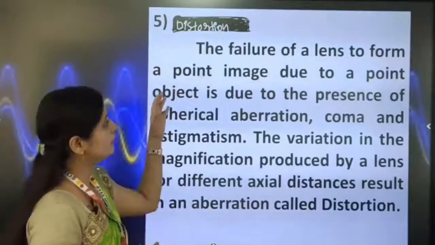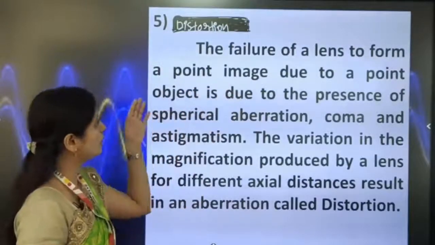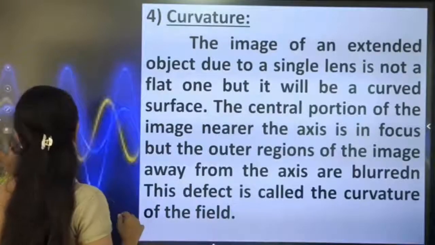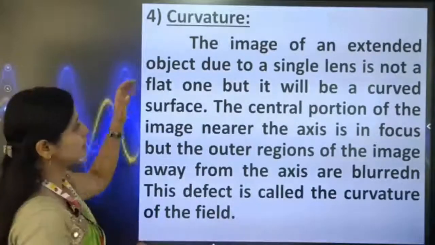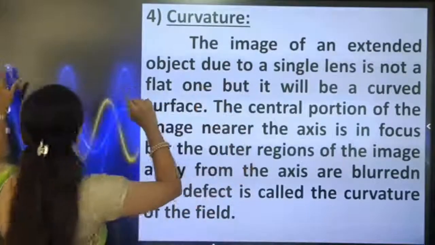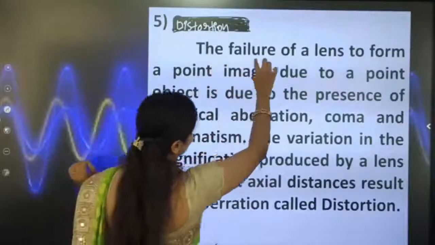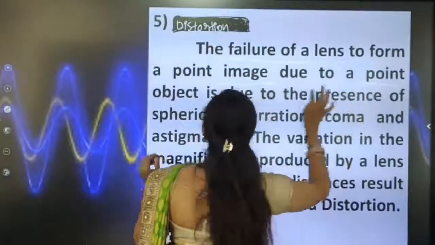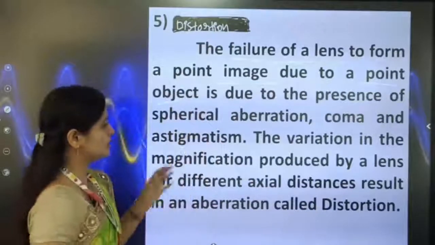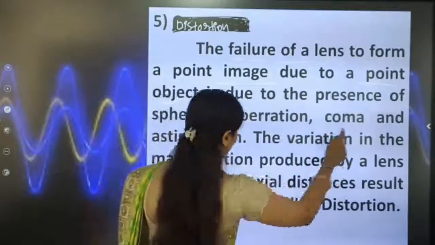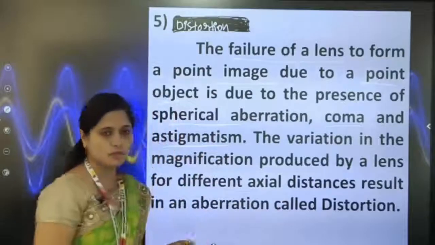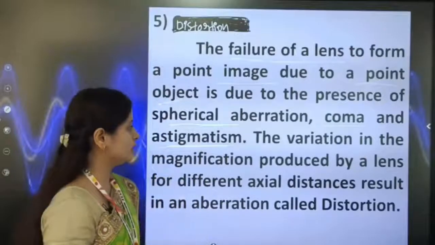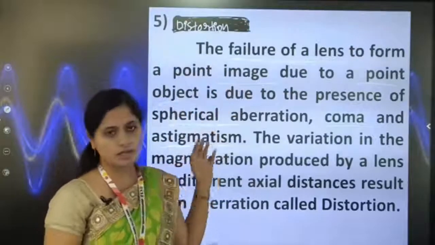So see here, the failure of a lens to form a point image due to a point object. So due to the presence of what? Spherical aberration, coma and astigmatism. So these are nothing but the defects of the monochromatic aberration. So by that, all the defects are present.